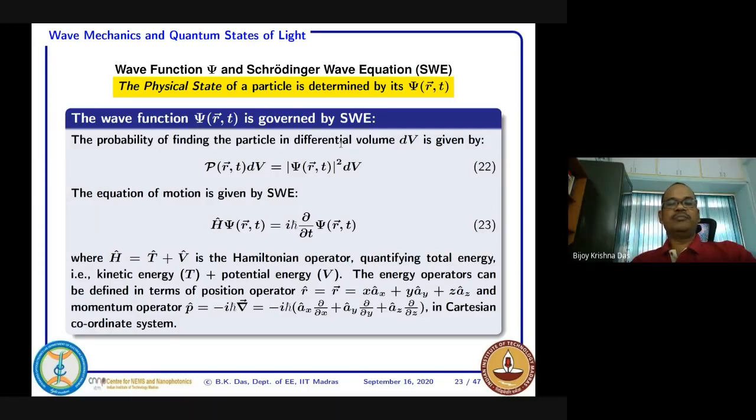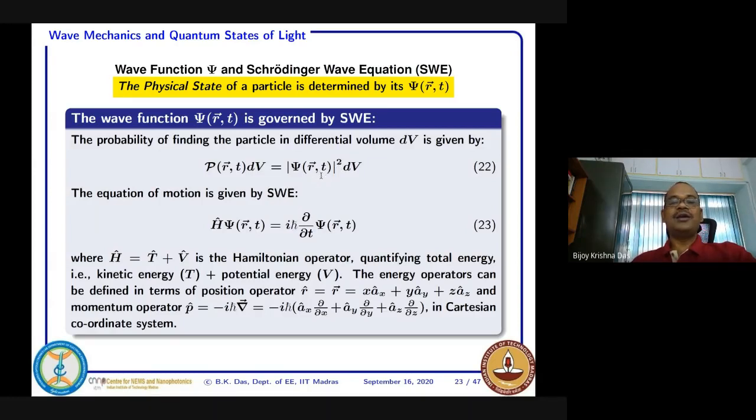So the probability of finding the particle in differential volume dV is given by this so-called P(r,t) multiplied by the differential volume dV. That means we can call this P(r,t) a probability density. Probability density, you multiply by volume dV, then you get the probability of finding the quantum particle in that volume dV. And this P(r,t) is defined by |psi(r,t)|^2.